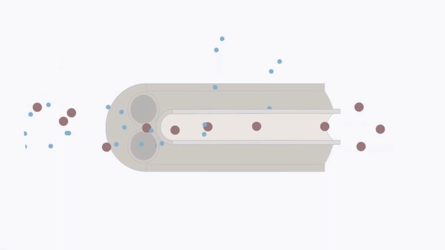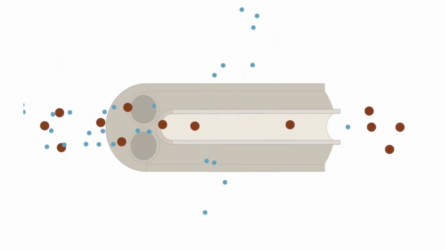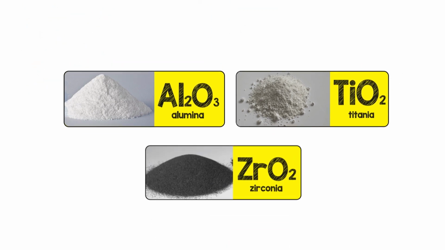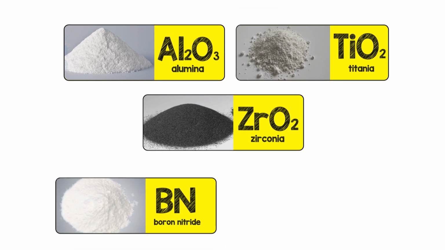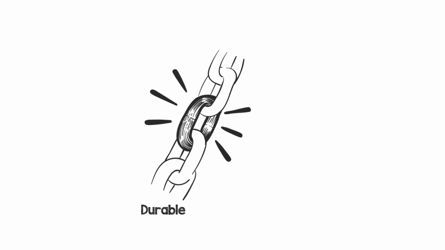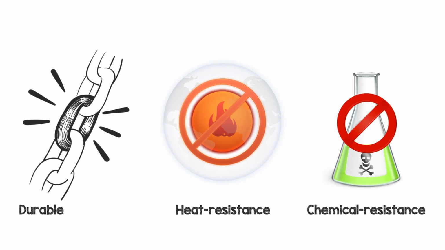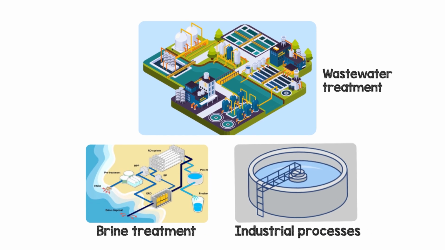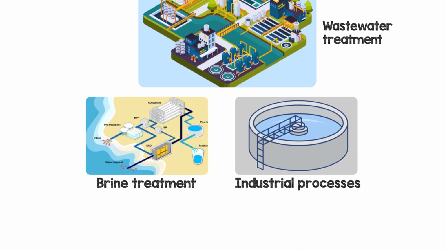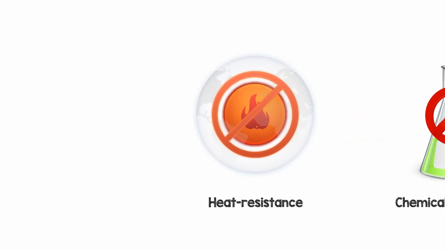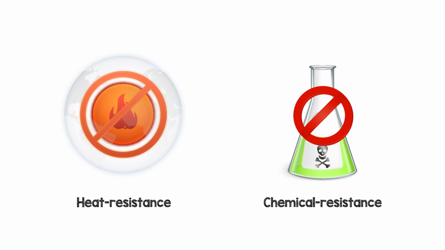2. Ceramic membranes. Ceramic membranes are made of the oxides, nitrides, and carbides of inorganic materials such as alumina, titania, zirconia, boron nitride, and silicon carbide. These membranes are highly durable and resistant to high temperatures and harsh chemicals. Ceramic membranes are commonly used in wastewater treatment, brine treatment, and industrial processes due to their ability to remove a wide range of contaminants under harsh operating conditions, that is, under high temperature and presence of corrosive chemicals.